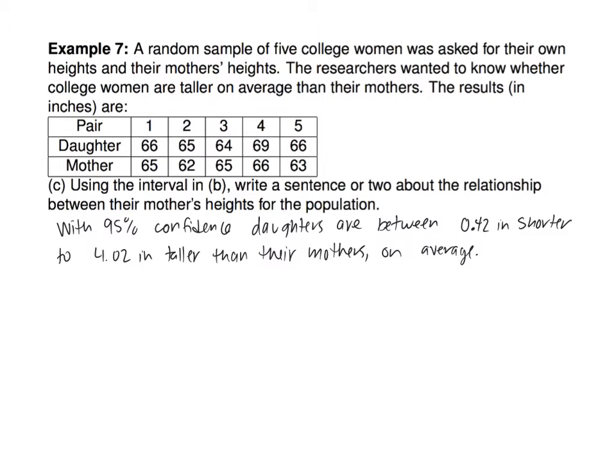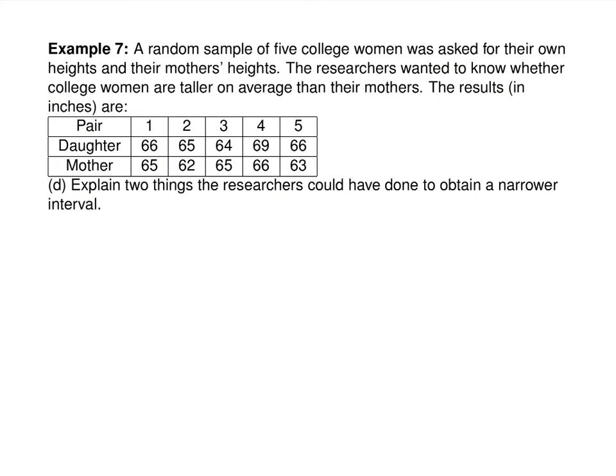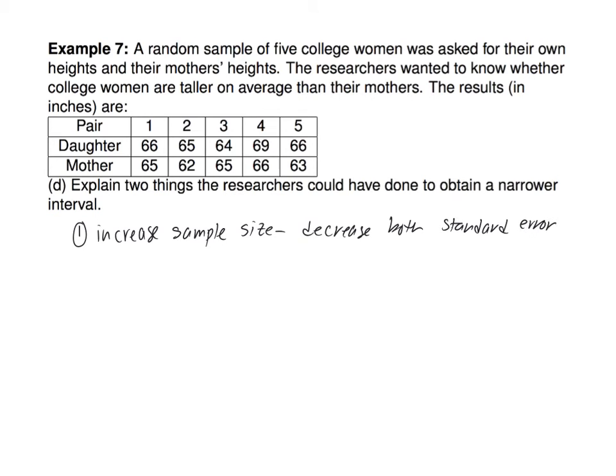But what do you think led to it including 0? What could you make better? Increase your sample size? Exactly. So there are two things the researchers could do to obtain a narrower interval. The first thing is to increase your sample size. This is going to decrease both the standard error and your T star. The second thing you could do is lower your confidence level.